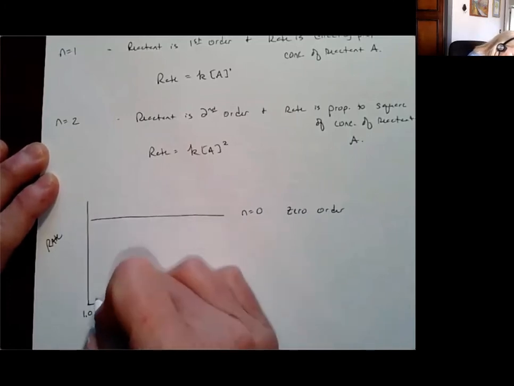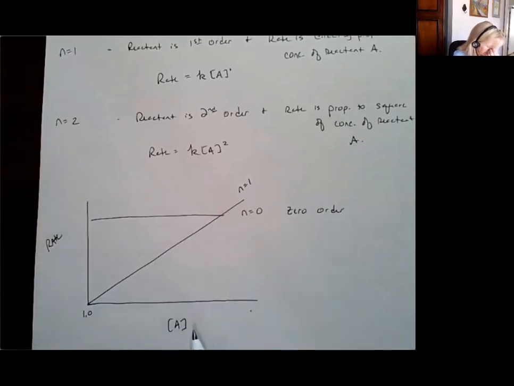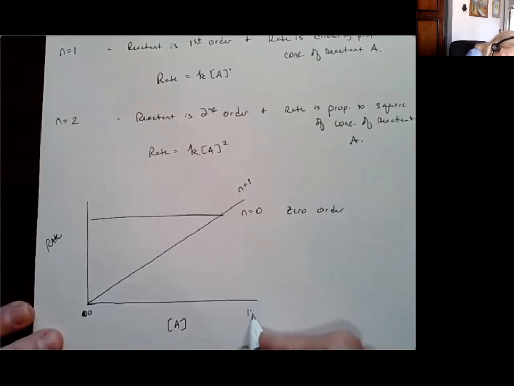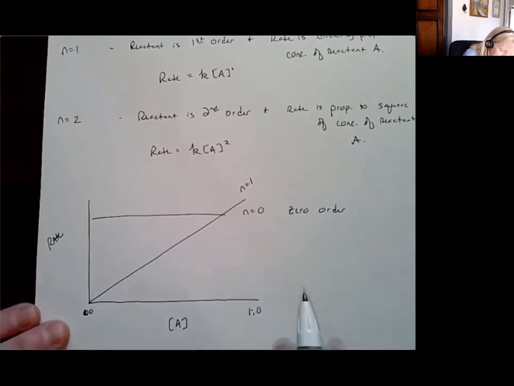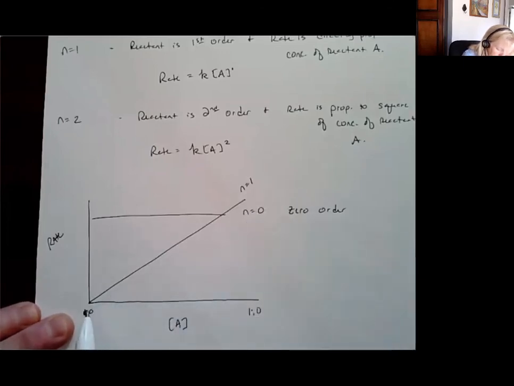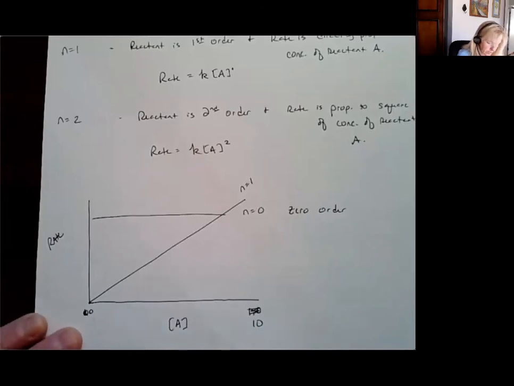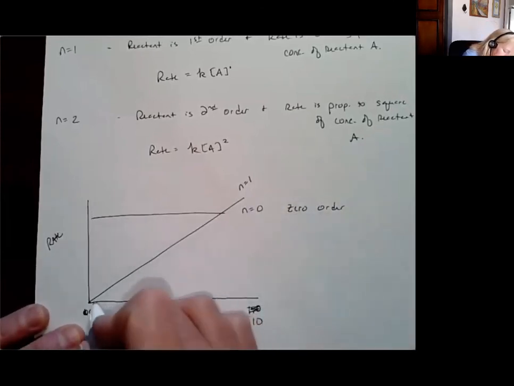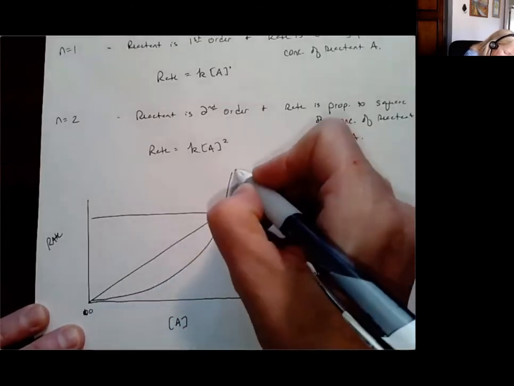If I have n equal 1, now it's going to be directly proportional. So as my concentration of A increases, going up from 0 to 1, then my rate is going to go up. So if I run a reaction at 1 molar starting concentration of A, I would have this rate. If I started with 2 molar, so let's say we go from 0 to 10 here, if I go to 2 molar, now my rate's going to double. So this would be an n equal 1. If I have n equal 2, I'm going to see this exponential increase here.